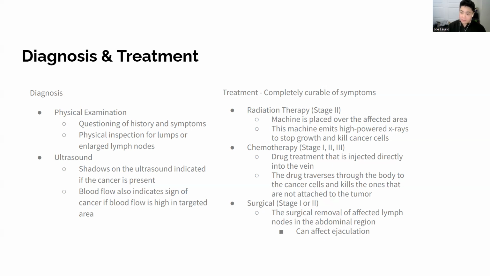The drug traverses through the body to the cancer cells and kills the ones that are not attached to the tumor. Or you could do surgical, which is stage 1 or stage 2. And this actually surgically removes the affected lymph nodes in the abdominal region, but it could affect ejaculation. Now, this is all done, or recommended on which one you should do, by a medical professional. I'd probably say the best way is either surgical or radiation therapy, just because this actually kills the cancer cells itself versus the chemotherapy, which is kind of chasing it throughout the body.